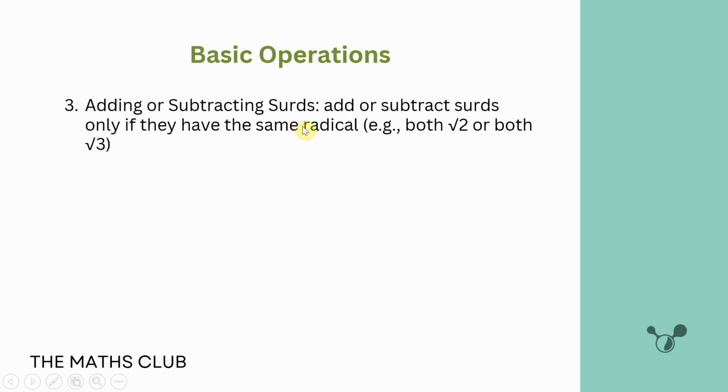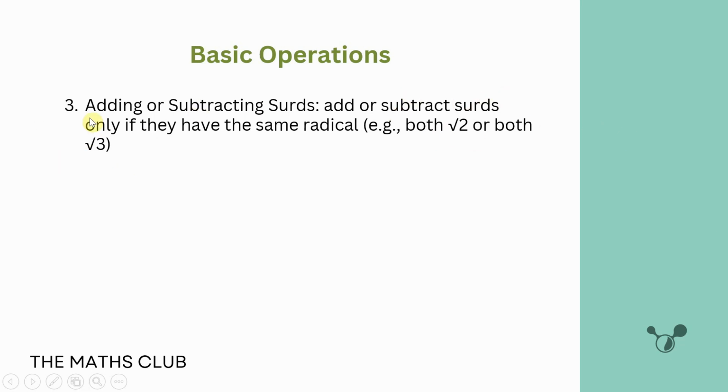So the same thing applies too. You can add or subtract surds only if they have the same radicals. Only if they have the same radicals. For example, if they are both square root of 2 or they are both square root of 3. Radicals is this square root of 2 or this square root of 3. Square root of 2 is a radical, square root of 3 is a radical.